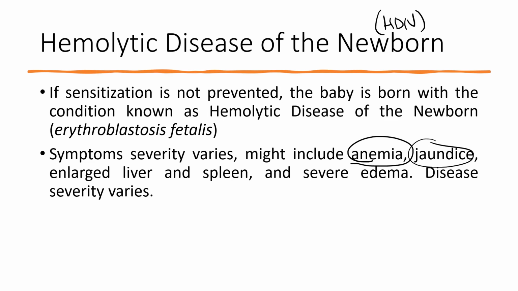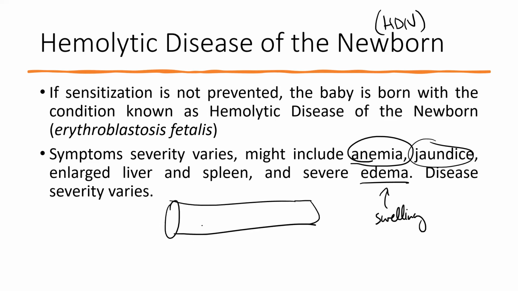The liver and the spleen are enlarged because they're trying to cope with breaking down the red cells. Okay? Remember, when the red cells die, that's where they go to, right? The liver and the spleen. So they're enlarged. And there is going to be severe edema. Edema means swelling. Okay, this goes back to the osmotic pressure discussion we had before, right?